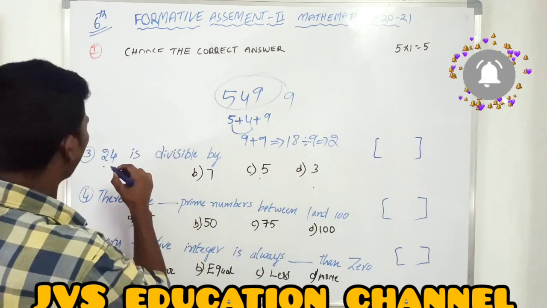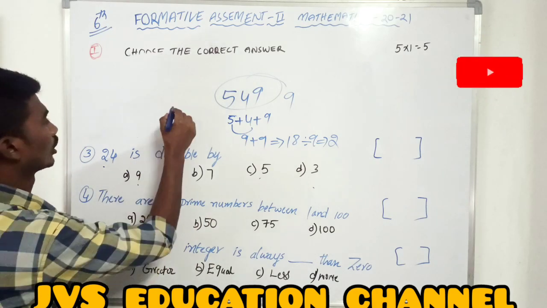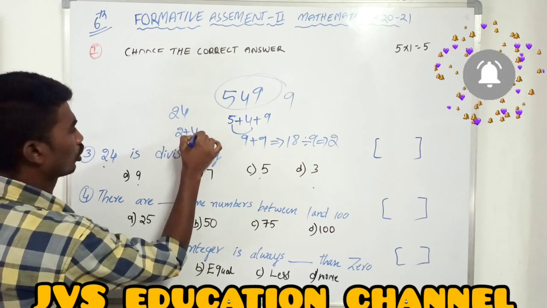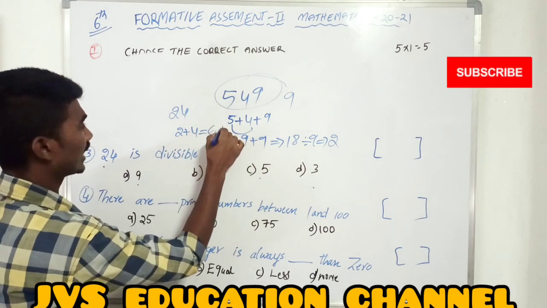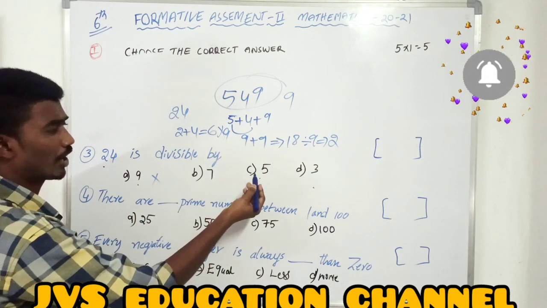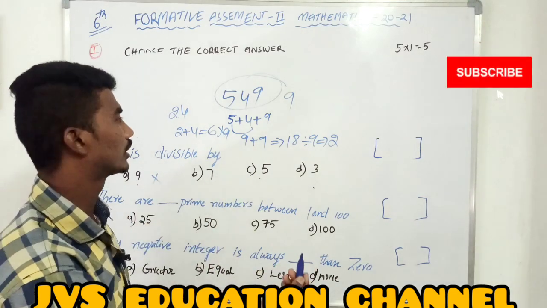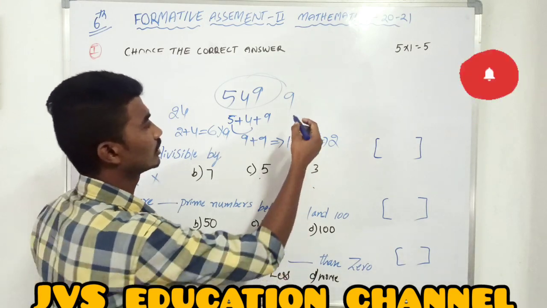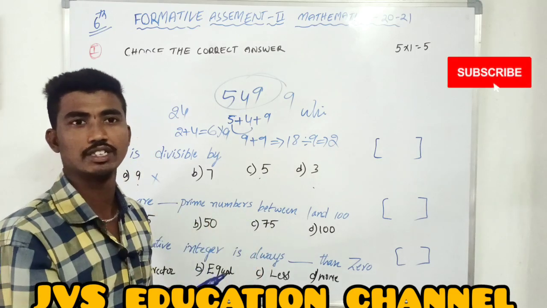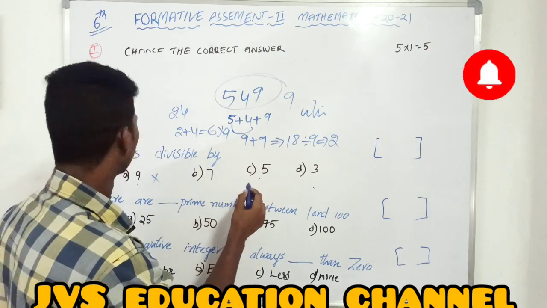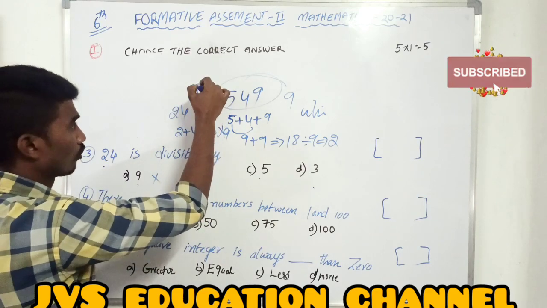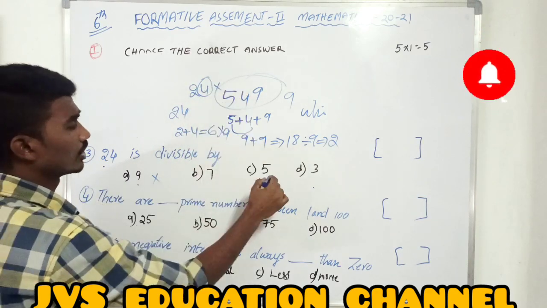Now check the given number 24. Its digits 2 plus 4 equal 6. It is not divisible by 9, so option A is wrong. Next we take 5. What is the divisibility rule of 5? A number with 0 or 5 in its ones place is divisible by 5. In 24, the ones place is 4, so it is not divisible by 5 either.